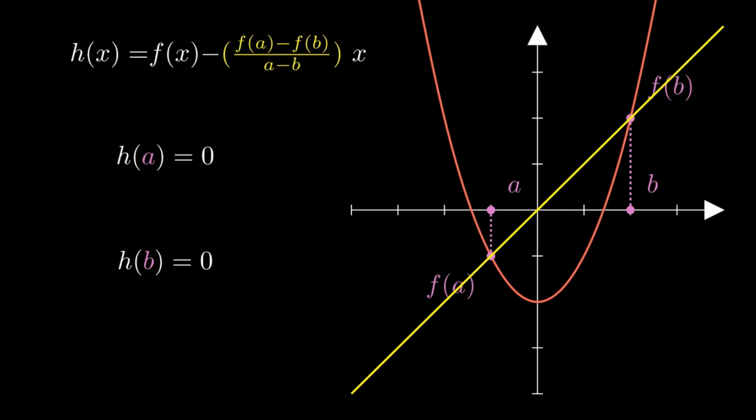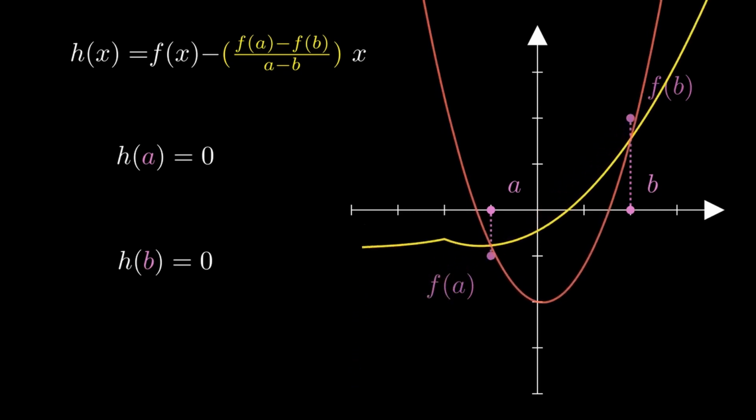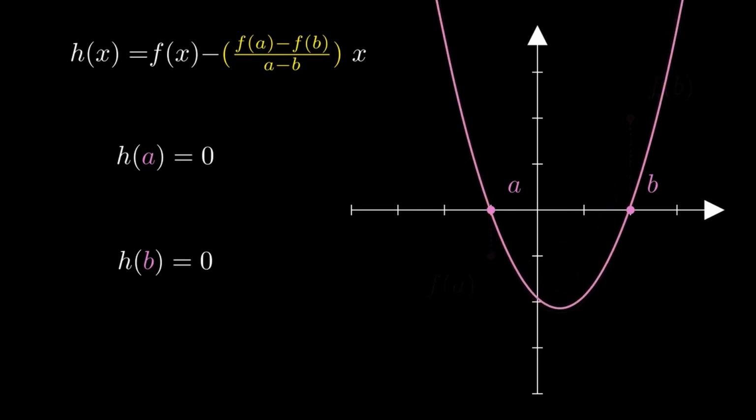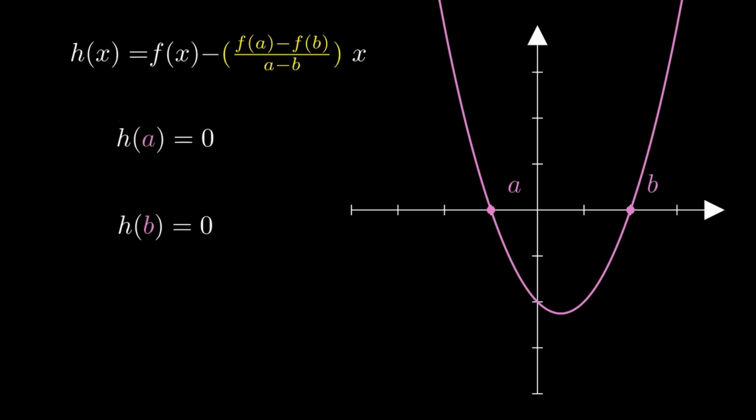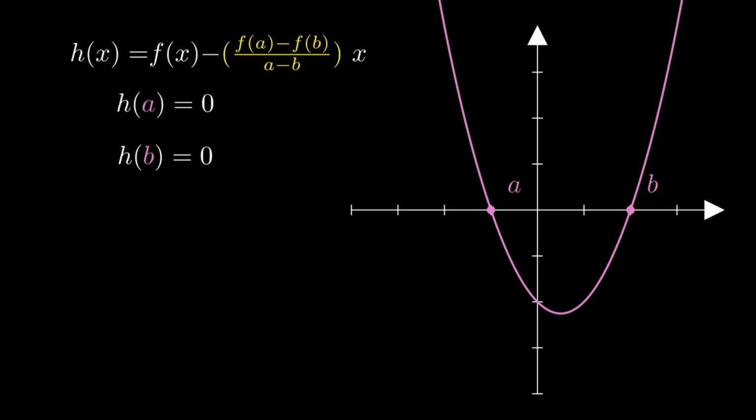Let's visualize this on the graph by subtracting our yellow function from our red function. The result is h of x, which is in pink. We can clearly see that h is equal to 0 at a and b. Since h of a and h of b are both equal to 0, we know that h of a is equal to h of b.